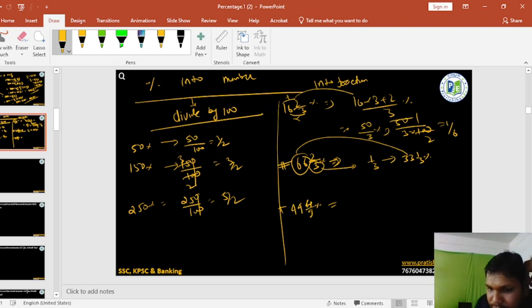2 times. Because if you multiply 33 2 times, you will get 66. Correct. So this 1 by 3 you just multiply by 2. Your answer is 2 by 3. Correct now? Yes. Just multiply this 1 by 3 into 2, you will get 2 by 3. That's done.